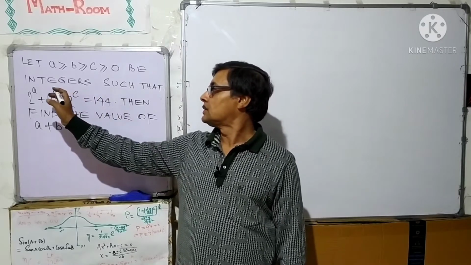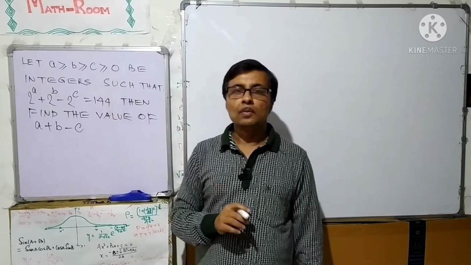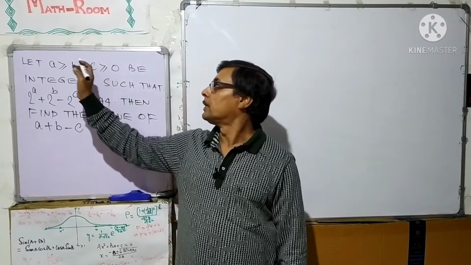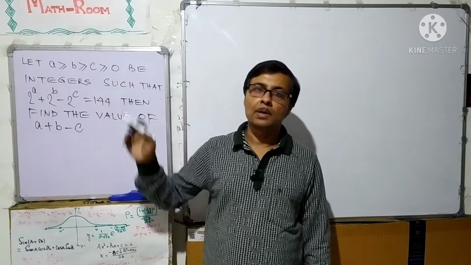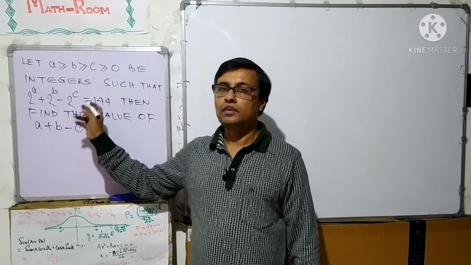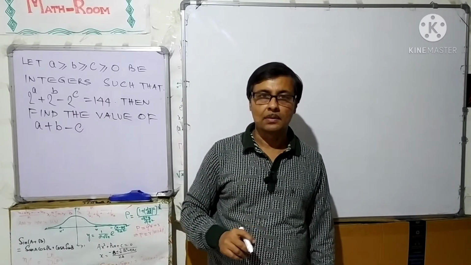Here the equation is 2^a + 2^b − 2^c = 144, where a ≥ b, b ≥ c, c ≥ 0, all are integers. We have to derive the value of a + b − c. Now, let us start.